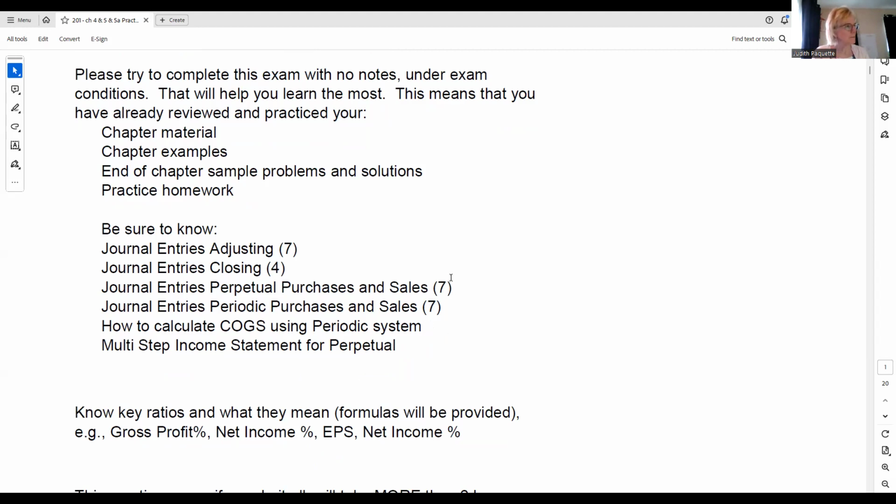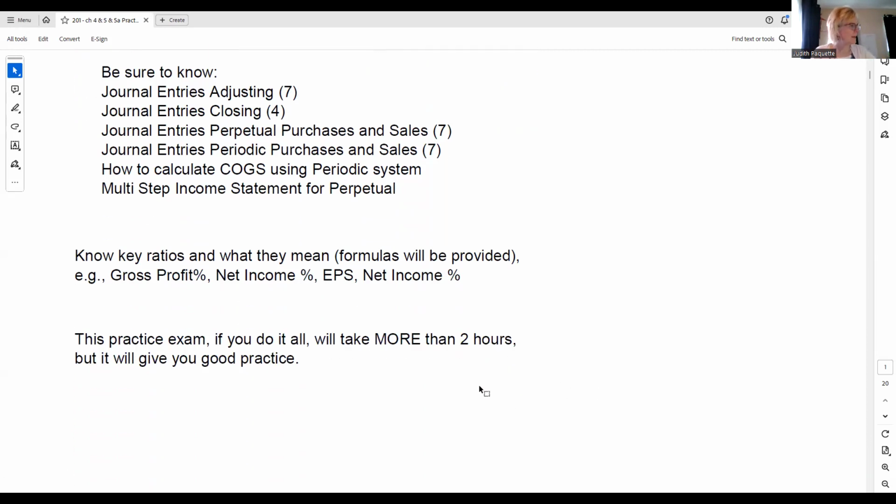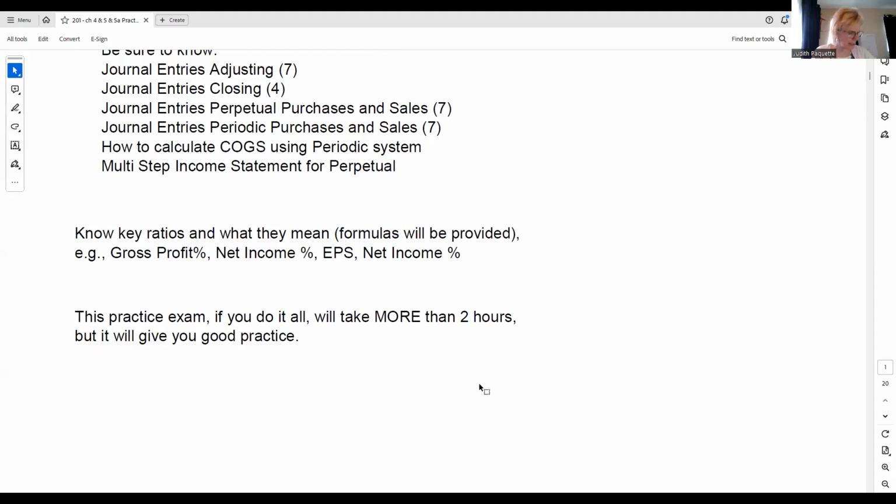If you add these up, you have 14 from chapter 5 and appendix 5A, and 11 from chapter 4. So that's 25 journal entries. So just be really ready. Know how to calculate cost of goods sold using the periodic system. Know how to do a full multi-step income statement using perpetual. And then key ratios.